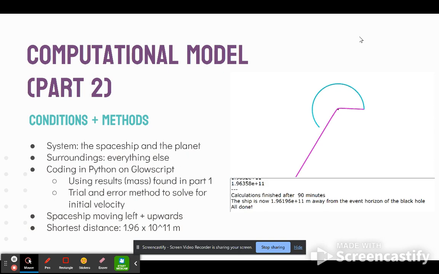The x and y components of the initial velocity suggest that the spaceship was moving left and upwards, with magenta showing the spaceship's path and cyan showing the planet's. And the shortest distance that I found was about a few percent of the radius of the planet's orbit around the black hole, which was 1.96 times 10 to the 11th meters.